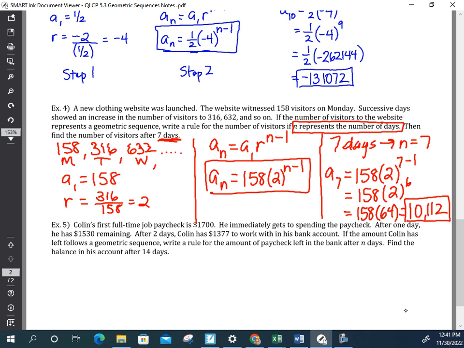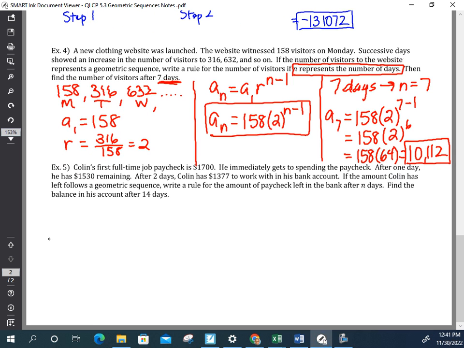So, last but not least, example 5. Colin's first full-time job paycheck is $1,700. He immediately gets to spending the paycheck. After 1 day, he has $1,530 remaining. 2 days, $1,377. If the amount Colin has left follows a geometric sequence, write a rule for the amount of paycheck left in the bank, and find the balance after 14 days.